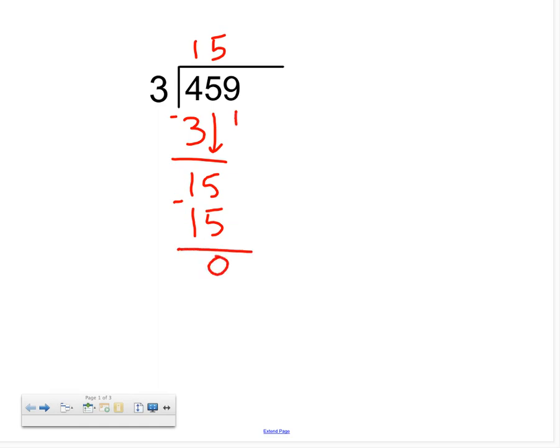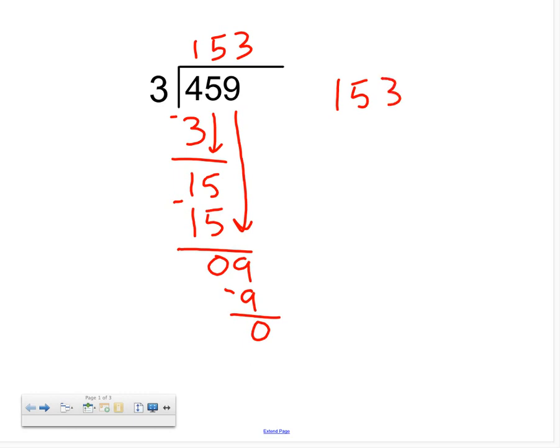But we have one more digit to go, so we're going to bring that down and then ask ourselves, how many times does 3 go into 9? And again, it turns out to be 3 times. So 3 times 3, that's 9. Subtract, and a 0. So my remainder is 0, which is nice. So my answer then is the quotient 153.